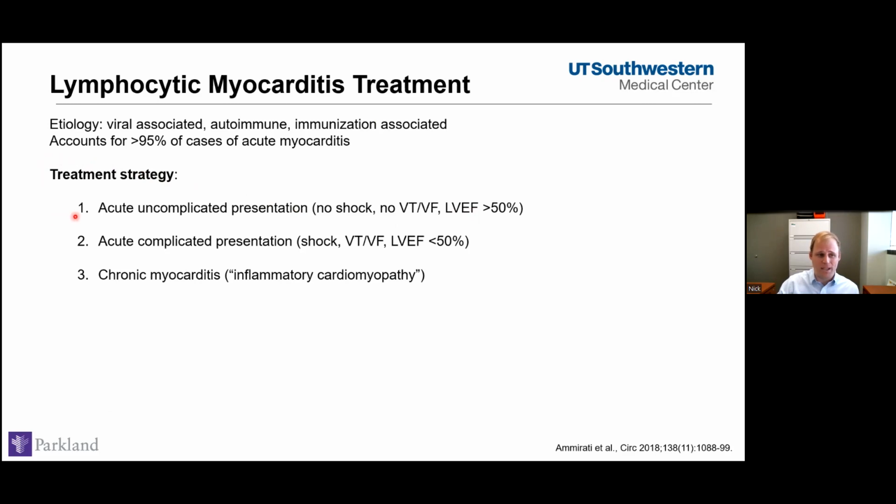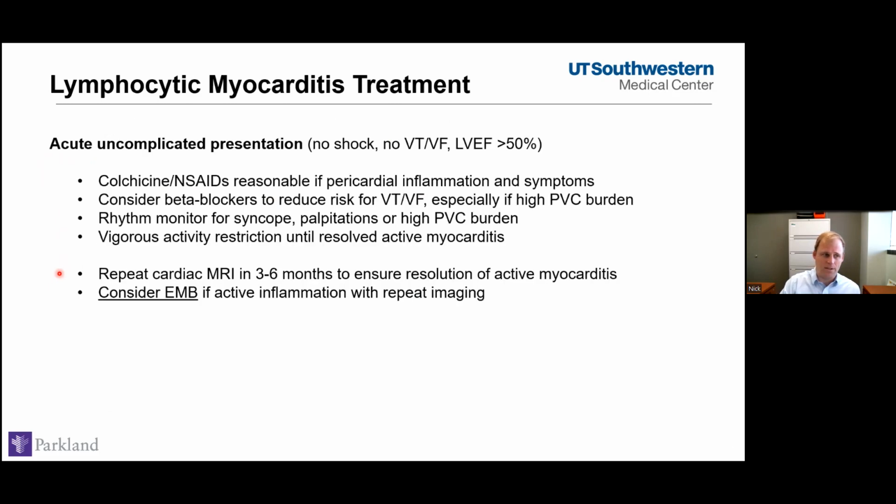What has been helpful for me is to essentially break them down into an acute uncomplicated presentation, those patients that are low risk; an acute complicated presentation, patients that are higher risk, although many will continue to do well; and those patients with prolonged ongoing myocardial activation, inflammation, so-called inflammatory cardiomyopathies.